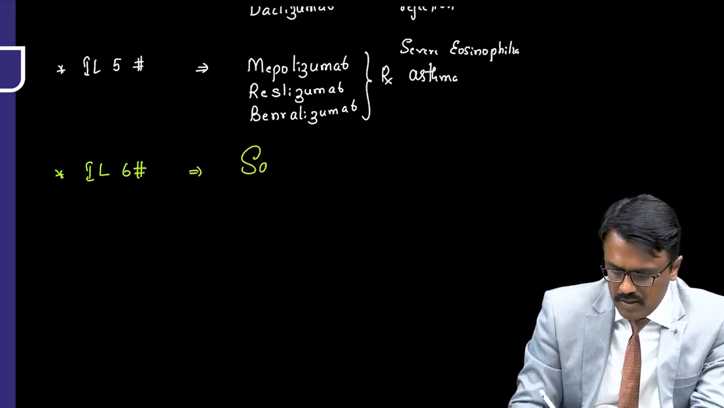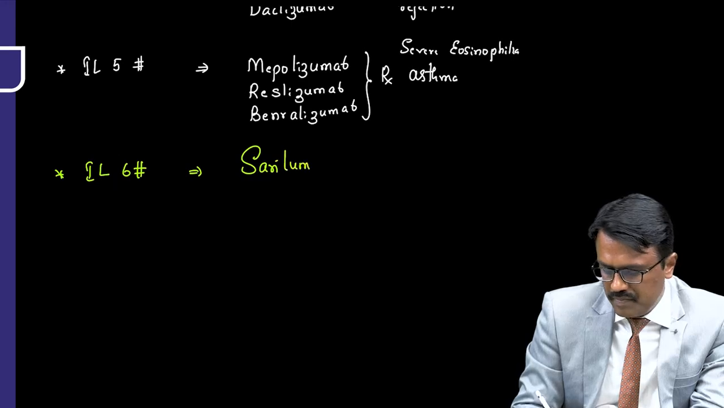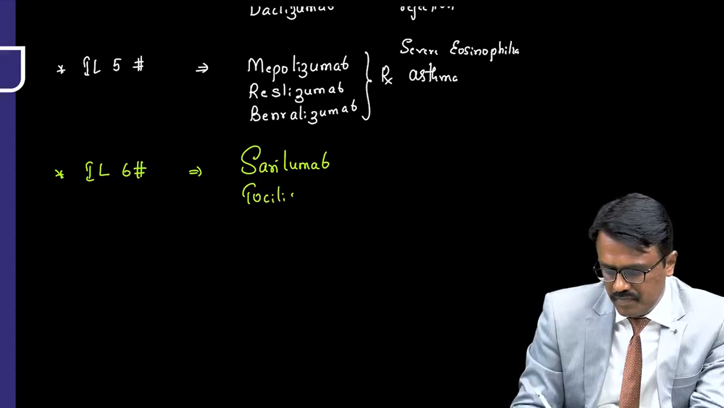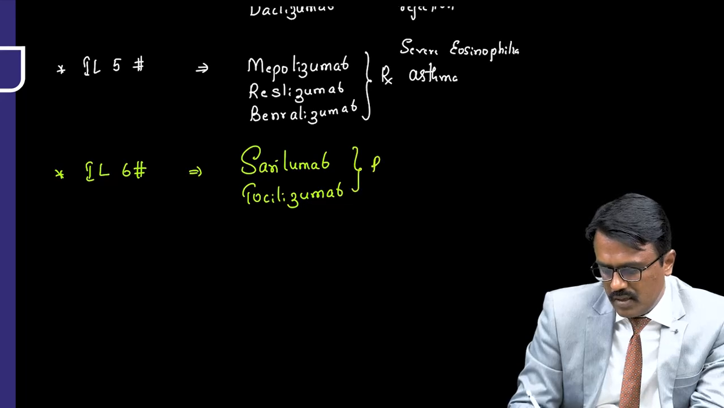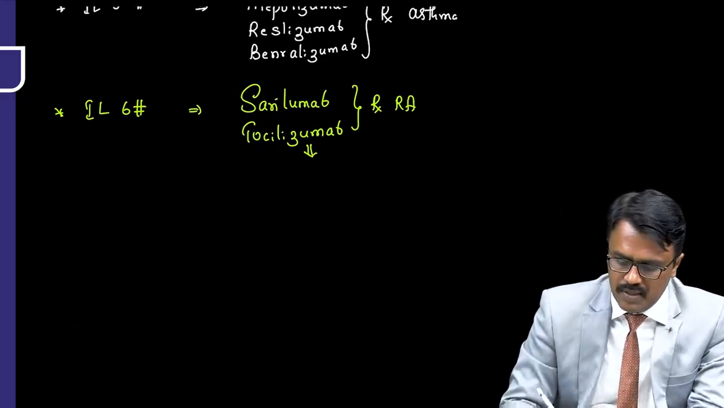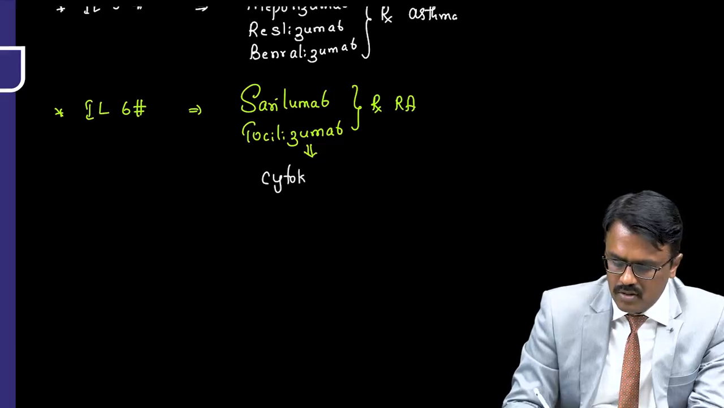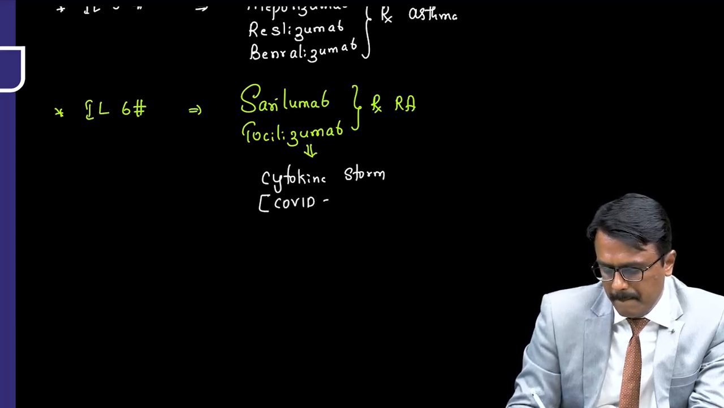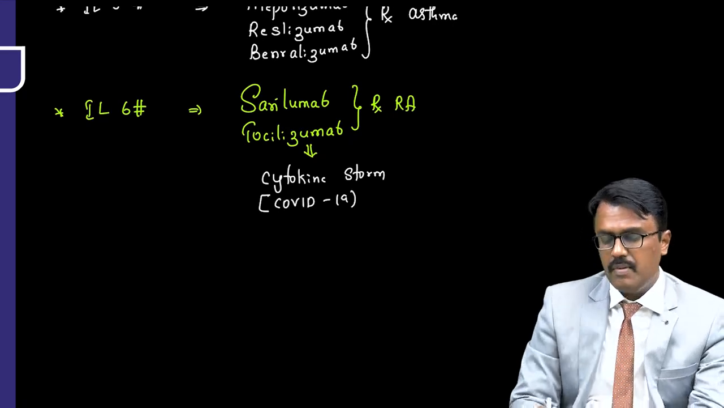Now we have the interleukin 6 blockers. The names are sarilumab and tocilizumab. These two are used for rheumatoid arthritis, and we also use tocilizumab in cytokine storm syndrome in case of COVID-19. That is sarilumab and tocilizumab.